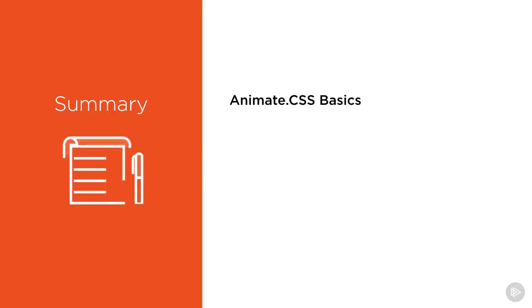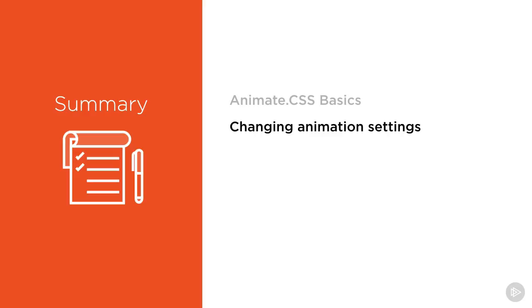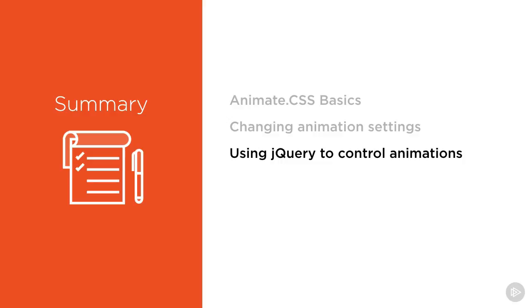So we're going to wrap up with a few final thoughts and then talk about some of the other things that we've learned and wrap up the summary here. So first of all, in summary, we learned about the Animate CSS basics. We learned about changing some of the animation settings, and that was the delay, the duration, and the iteration count as well. And then we learned how to customize a little bit more using the jQuery event listeners.